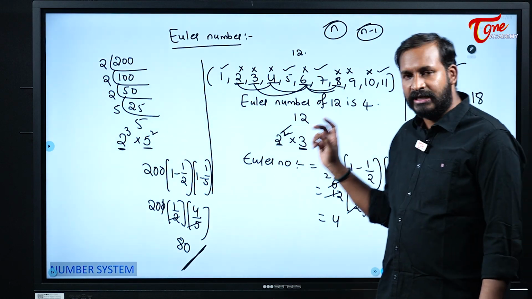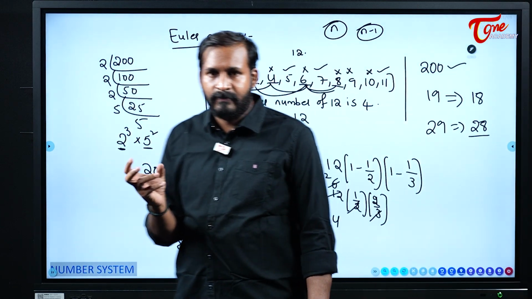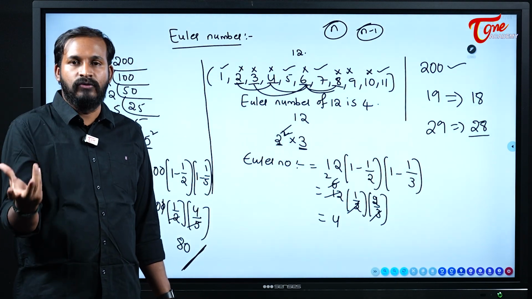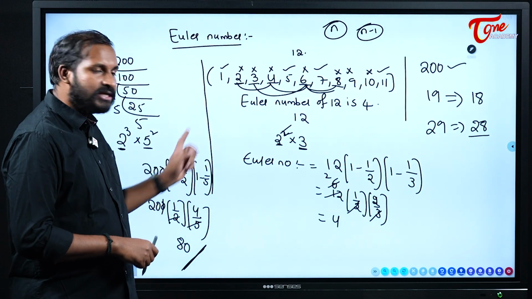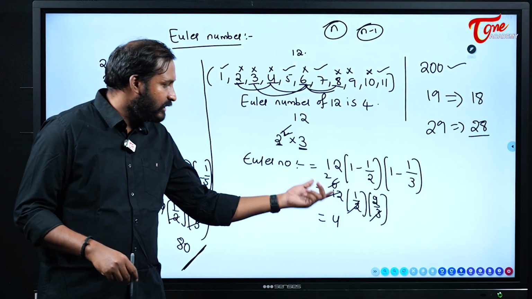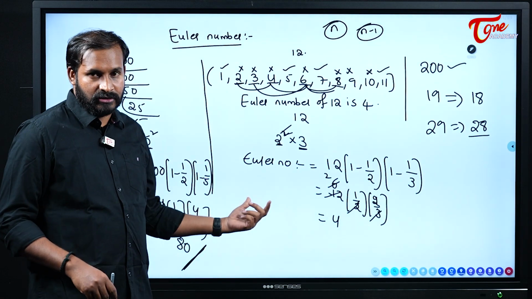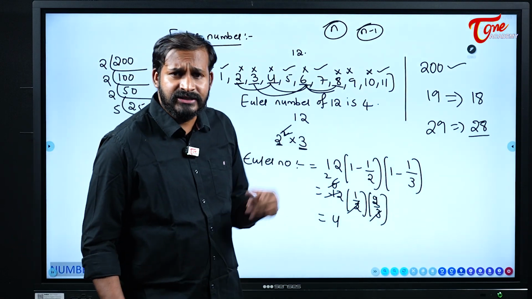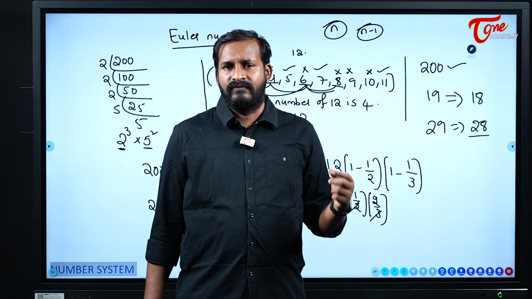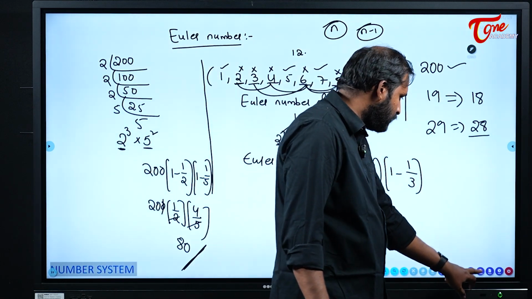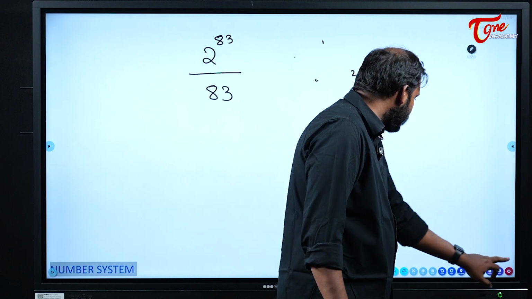Euler number means nothing but the count of all the co-prime pairs formed below that given number. Okay, that is the thing which we have done here. And to calculate the Euler number, I have told you the shortcut process also. For any prime number n, its Euler number is n minus 1. Okay, good, super.